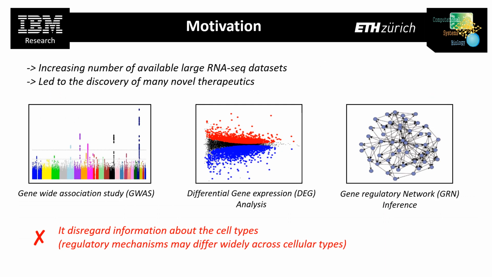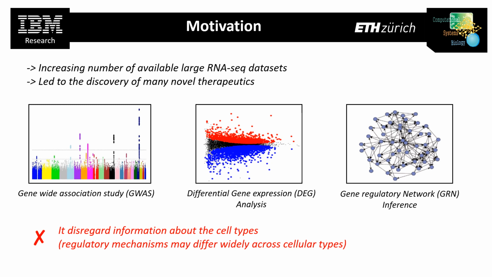Nowadays there has been a huge increase in the datasets of RNA sequences, and this has already led to the discovery of many novel therapeutics in clinical settings. For that, the main methods are genome-wide association studies, for example, or differential gene expression analysis. And also recently, a lot of work in gene regulatory network inference.